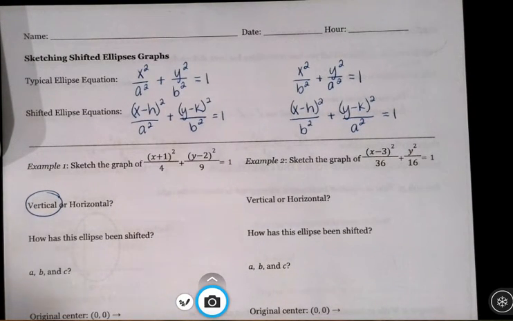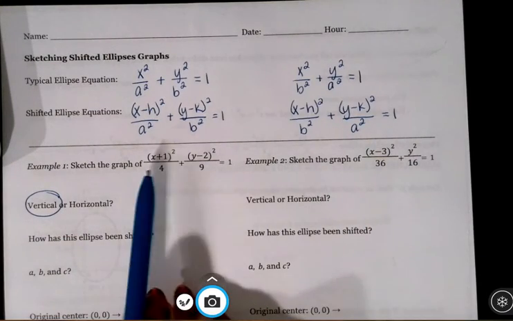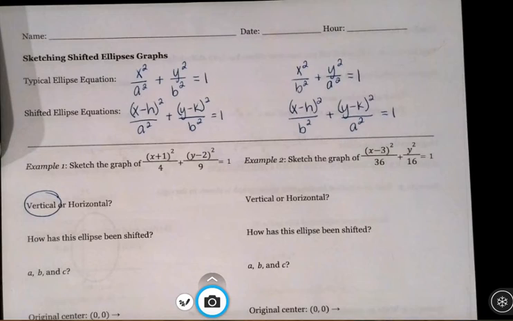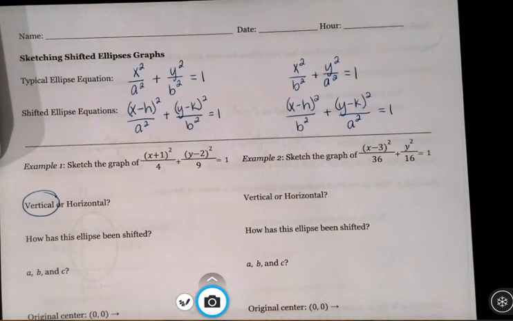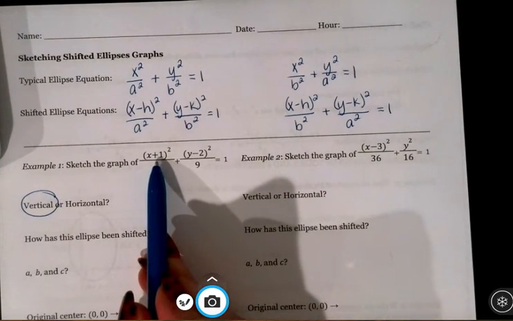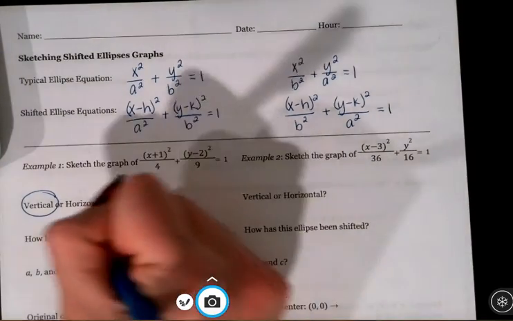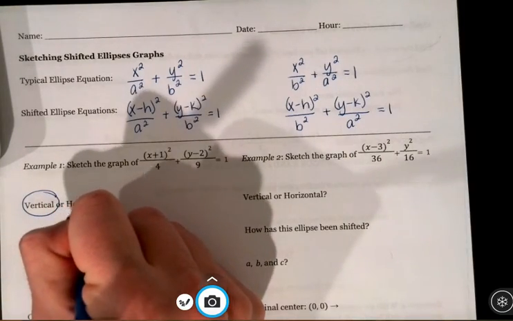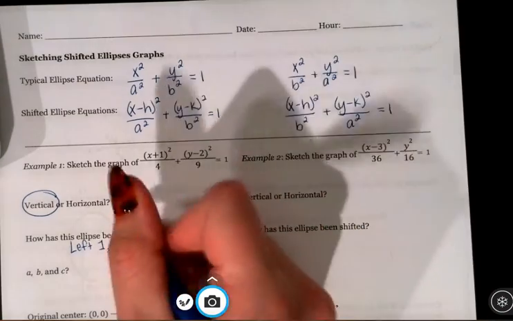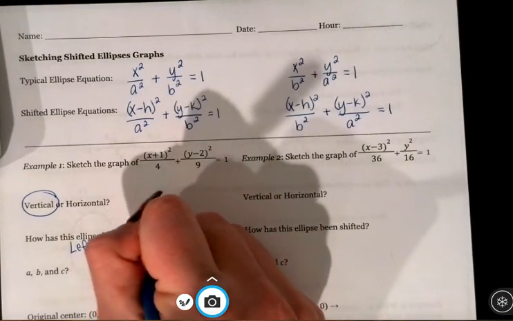How it has been shifted, we are looking at this plus 1 here and this minus 2. And if we think back to when we did shifted parabolas, it is kind of the opposite of what it looks. So this 1 is actually telling us it's going left 1. And then this 2 is going up 2. So up 2.